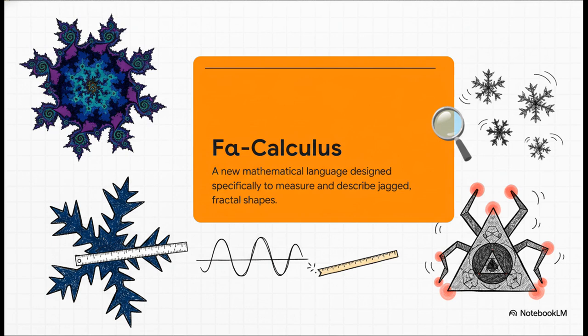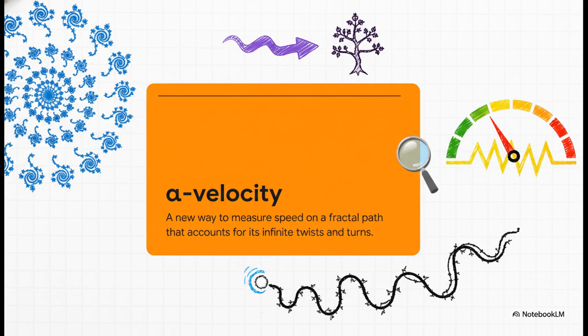Okay, so their first huge innovation is something they call F-alpha calculus. The best way to think about it is like a whole new mathematical language. I mean, you wouldn't use a yardstick to measure an atom, right? In the same way, standard calculus was designed for smooth, gentle curves. F-alpha calculus, on the other hand, is custom-built from the ground up for the jagged, self-similar world of fractals. And of course, if you've got a totally new way to measure distance on these crazy paths, you're going to need a new way to measure speed, too.